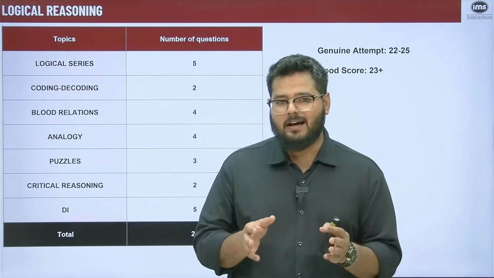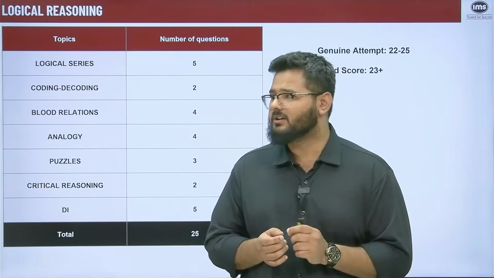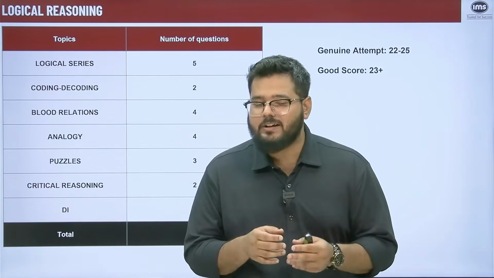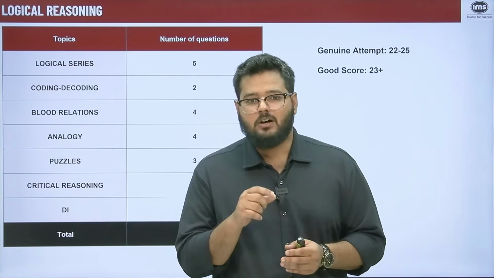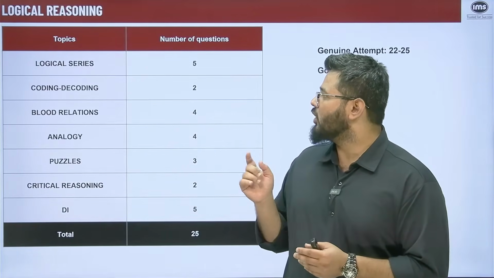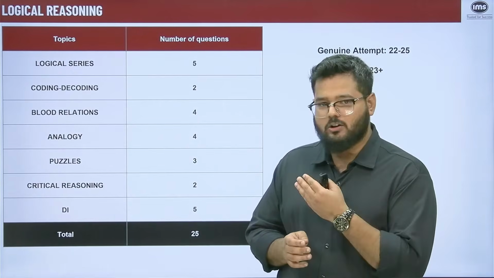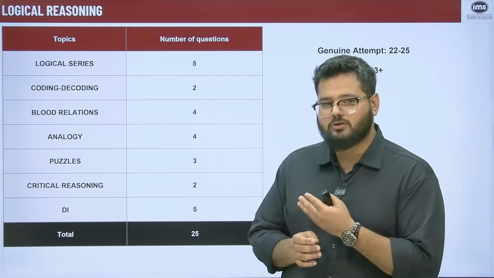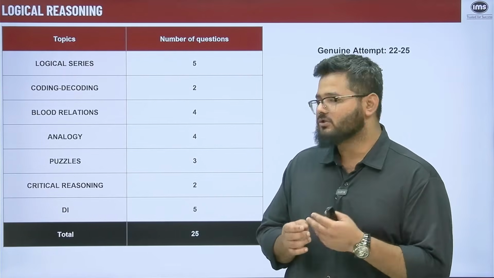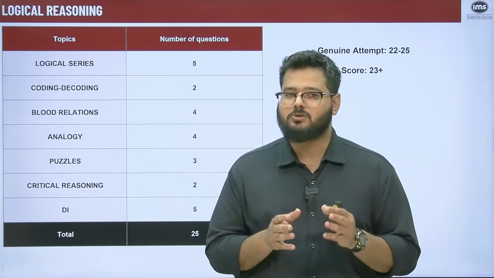Now coming to the LR section. The logical reasoning and data interpretation section again was very easy. Students reported that they could easily manage this set. In logical series, we had 5 questions. Coding decoding, there were 2 questions. There were 4 questions on blood relations, 4 on analogy, and 3 on puzzles. Critical reasoning had 2 questions, and there were 5 questions on DI.